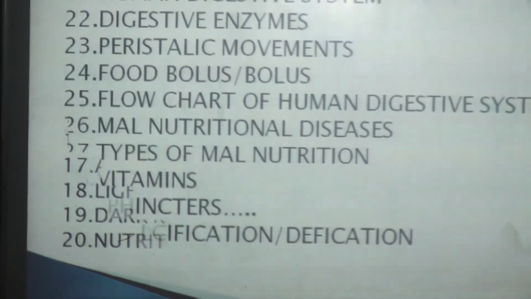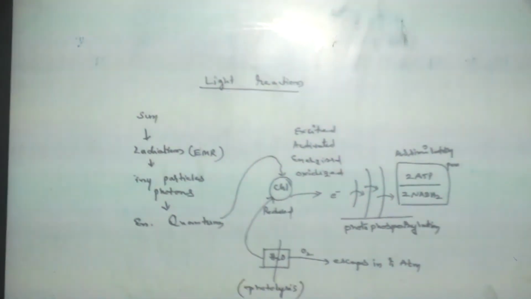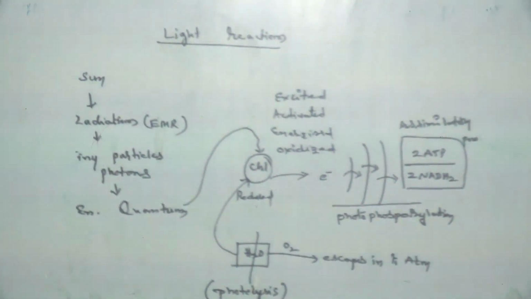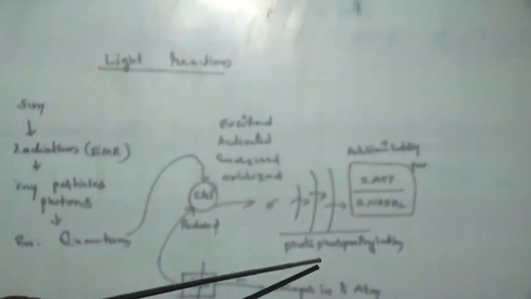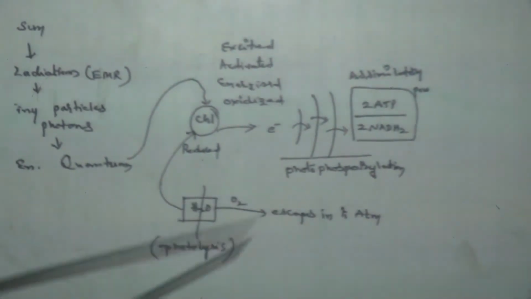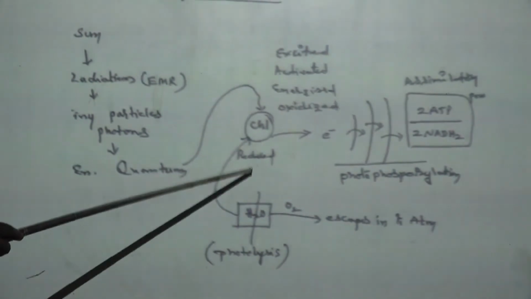Let me move to the slide which will show. Yes, this is for the sake of your understanding I am saying, because here photolysis is 1 mark and assimilatory power is 2 marks, and what is photophosphorylation 1 mark, and how the chlorophyll oxidizes and reduces.